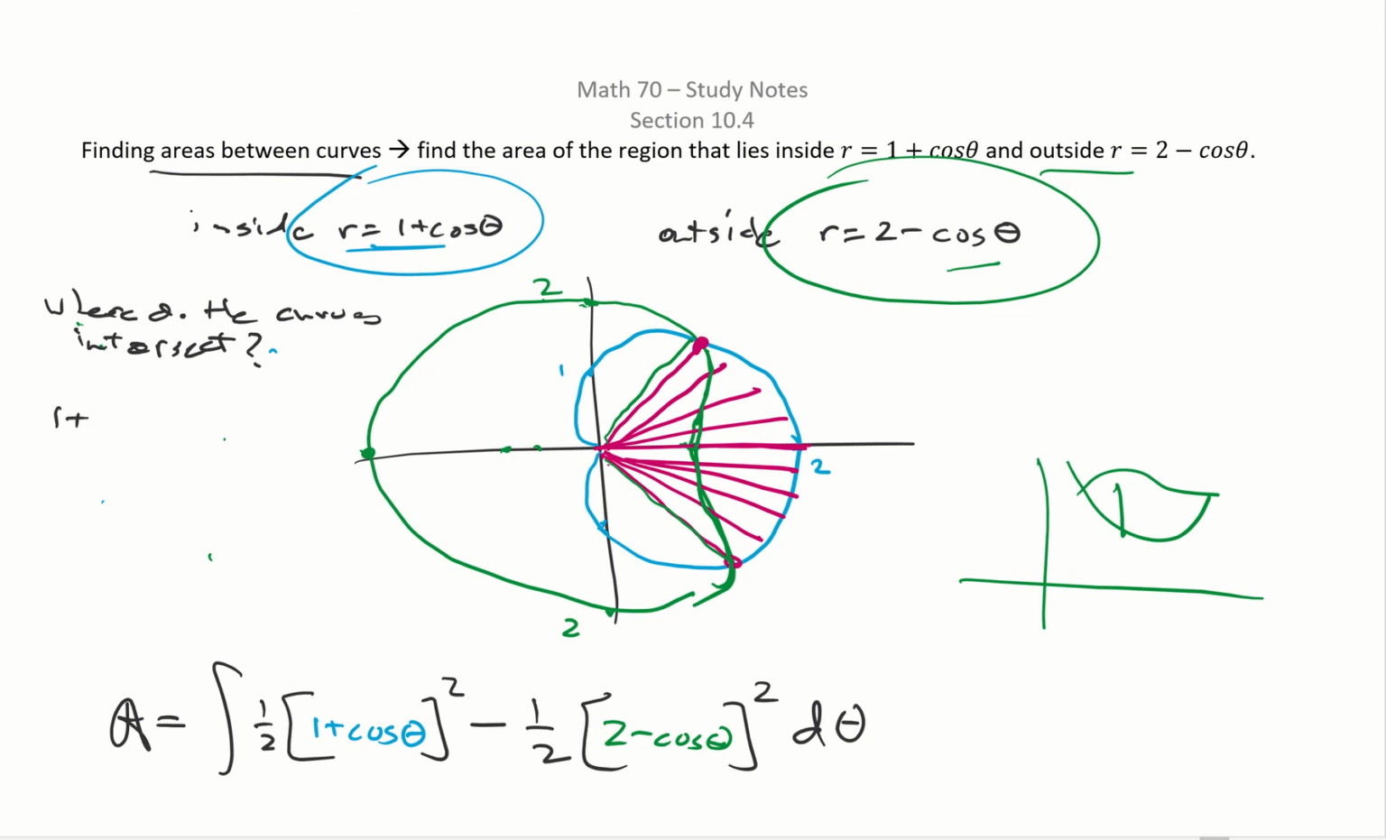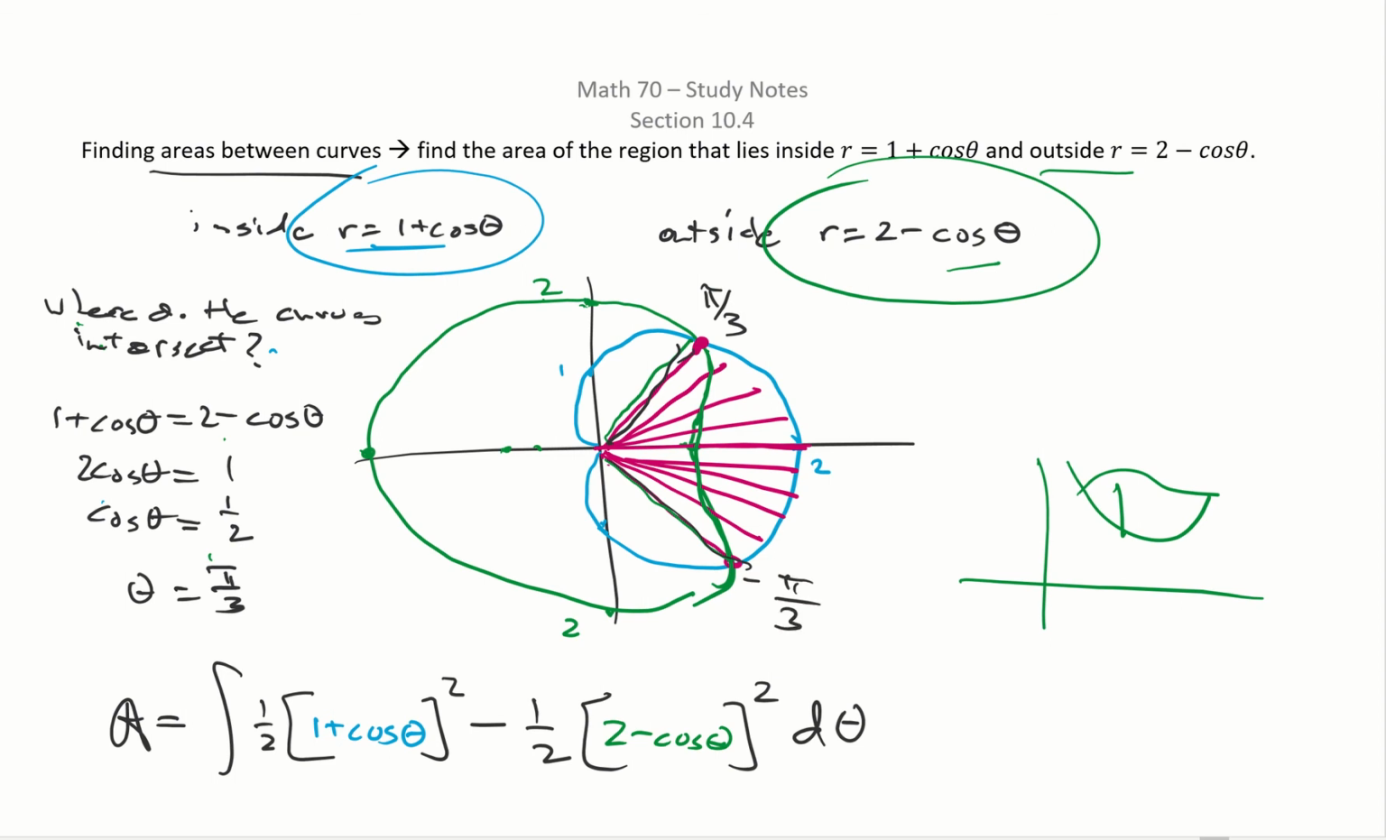So 1 plus cosine theta is equal to 2 minus cosine theta. Bring the cosines over. I get 2 cosine theta is equal to 1. So cosine theta is equal to 1/2. You know what that is? Theta is pi over 3. So this angle is pi over 3 right there. I don't care about what r is. This guy's negative pi over 3. And there's some beautiful symmetry there.